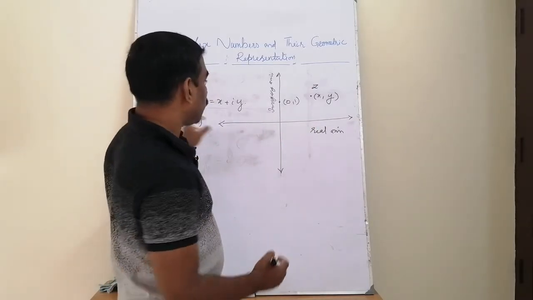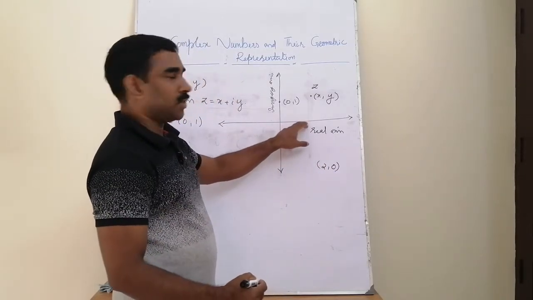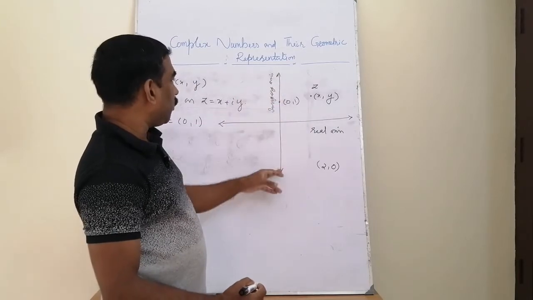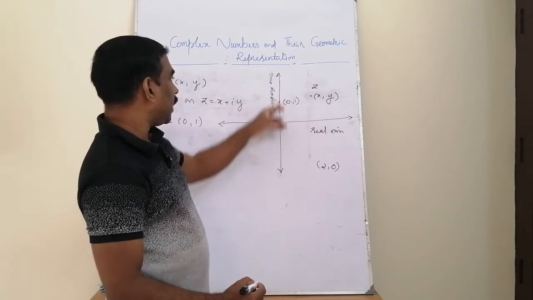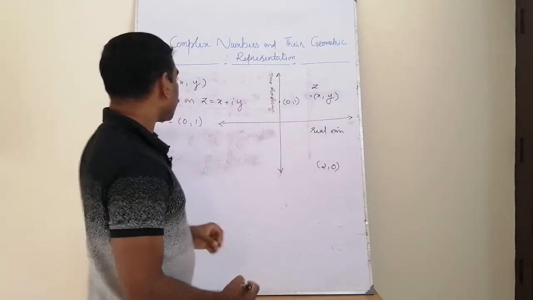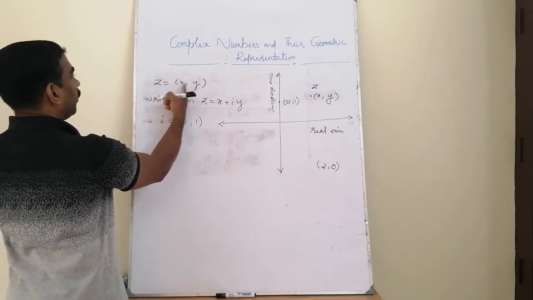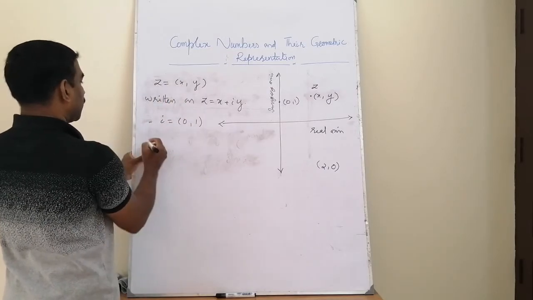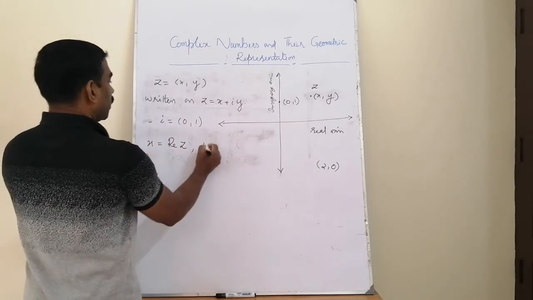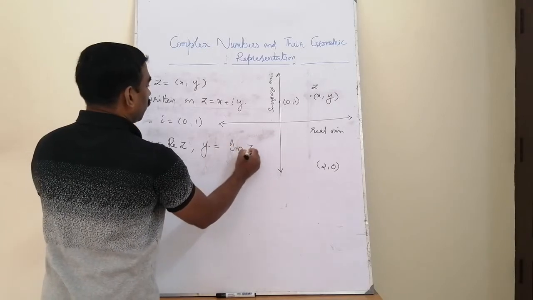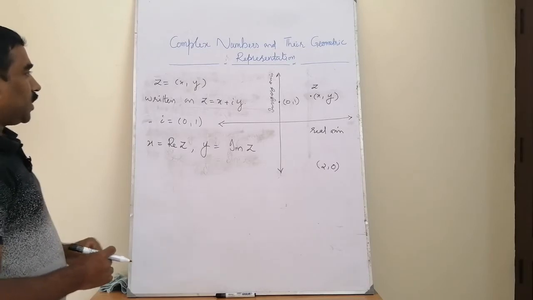For example, suppose we are considering a number of the form 2, 0 that will lie on the real axis. And if you are considering a number with its first part, that means x coordinate is 0, that is lying on the imaginary axis. And one more notation, in this representation, z is equal to ordered pair x comma y or z is equal to x plus iy. This x is called the real part of the complex number z and y is called the imaginary part of the complex number z.